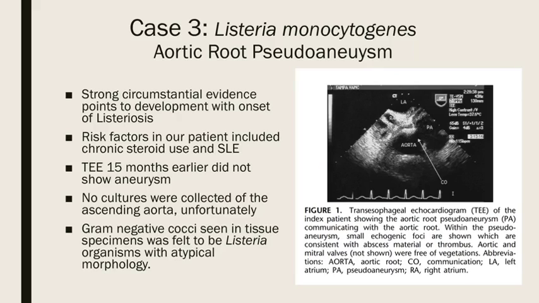There was strong circumstantial evidence pointing to the development of it with the onset of his listeriosis. Risk factors included his chronic steroid use and lupus. A TEE that the patient had 15 months earlier did not show the aneurysm. Unfortunately, no cultures were collected of the ascending aorta, and the gram-negative coccobacilli in the tissue specimens were felt to be Listeria organisms with atypical morphology.